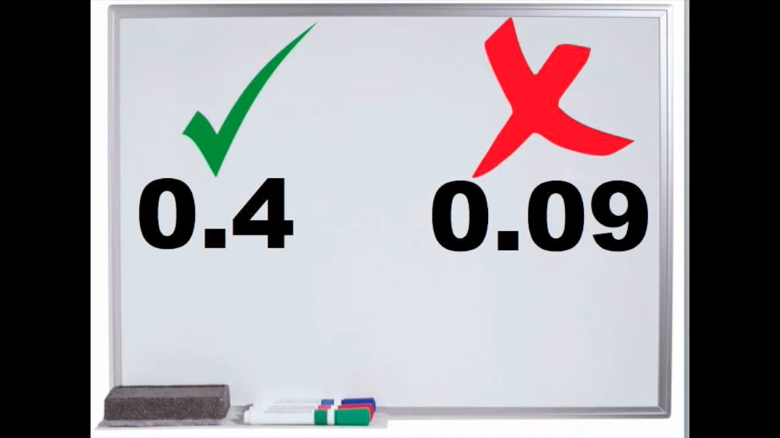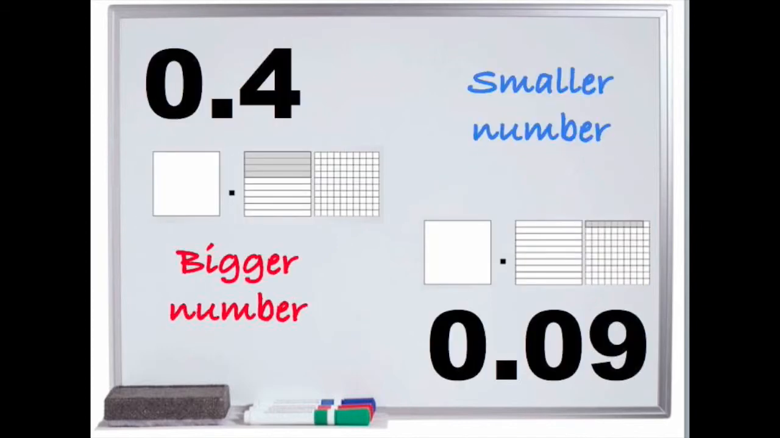Let's check that out using pictures. When you compare the pictures, it is easy to see that 0.4 is much bigger than 0.09. You can see that 0.4 has 0 wholes, 4/10, and 0/100, whereas 0.09 has 0 wholes, 0/10, and 9/100. Tenths are bigger than hundredths, so you can see that by having 4/10, the number is bigger than 9/100.